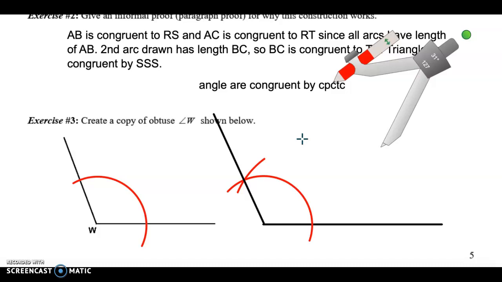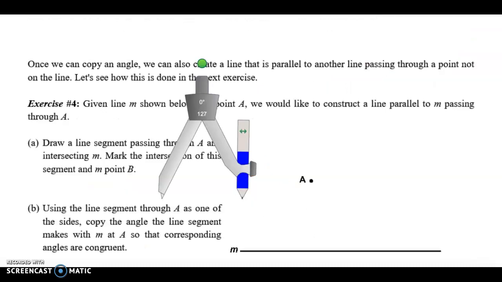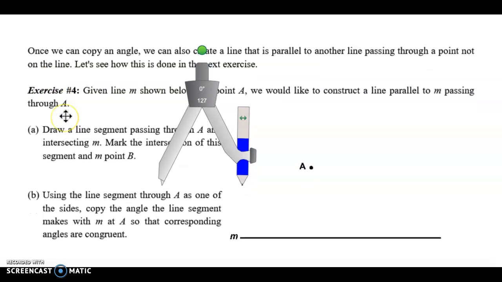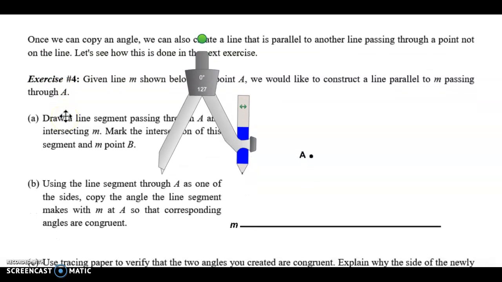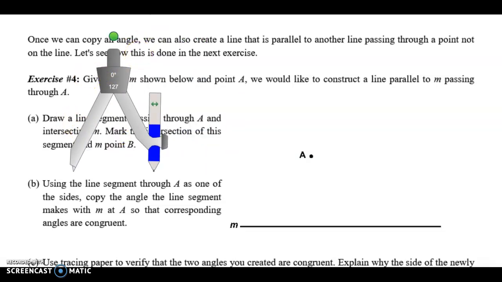All right, the last thing I'm going to do on the next page is draw parallel lines. Once you can copy an angle, you can also create a line that is parallel to another line passing through a point not on the line. So here's how we do this. I have line M and I have point A. I'm going to draw a transversal that goes through A and goes through line M. I always have it slanted this way because I'm right-handed, so it's just easier for me.